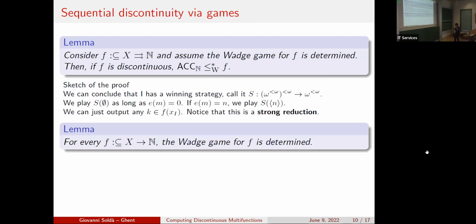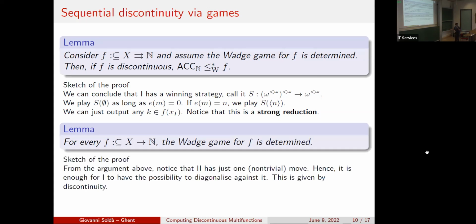But the interesting thing is that if you closely examine the game that was being played before, you don't need any form of determinacy. So for every f, the Wadge game for f is determined, in the sense that you either can come up with a strategy for player 2, or you can come up with a strategy for player 1.